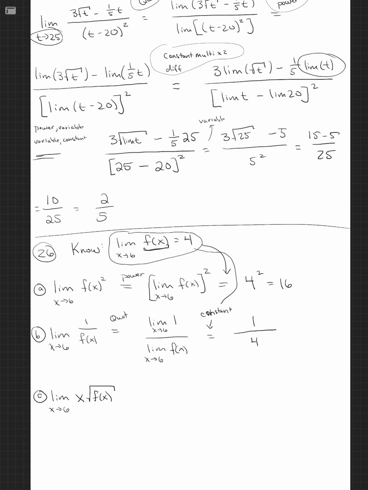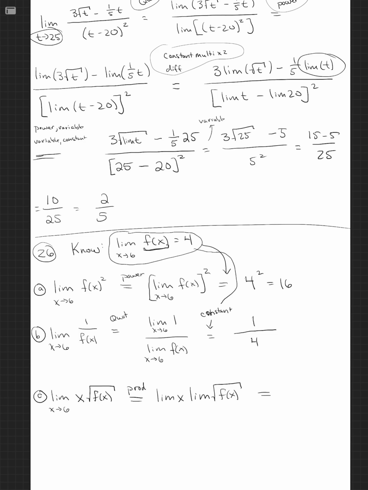And lastly, part C, the limit as x goes to 6 of x times the square root of f of x. So this one we actually have an x here, so we're going to get to use the variable rule again. But first we're going to need to use the product rule and get that that's the limit of x times the limit of the square root of f of x.